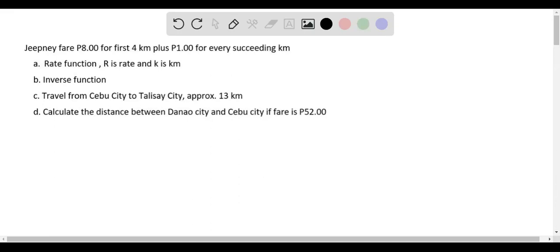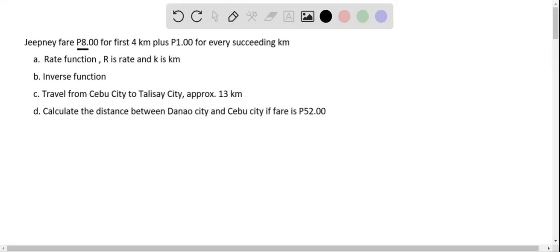In this question, we are given the jeepney fare as 8 peso for the first 4 kilometers plus 1 peso for every succeeding kilometer. And we will now answer these questions in each part, from part A to part D. So let's first answer part A, which asks us to determine the rate function where R is the rate and K is a kilometer.